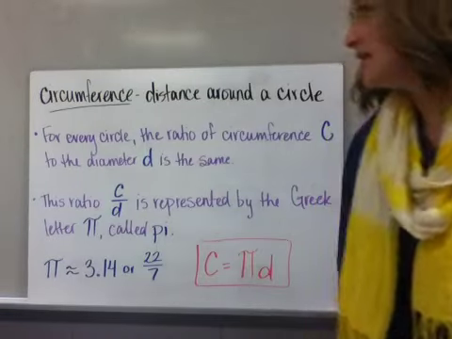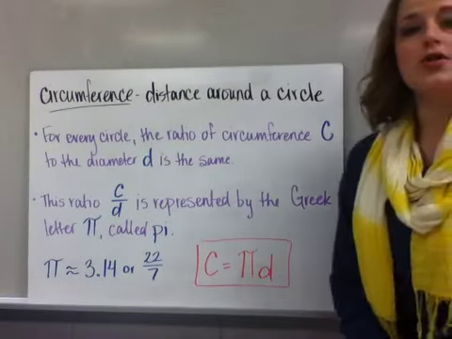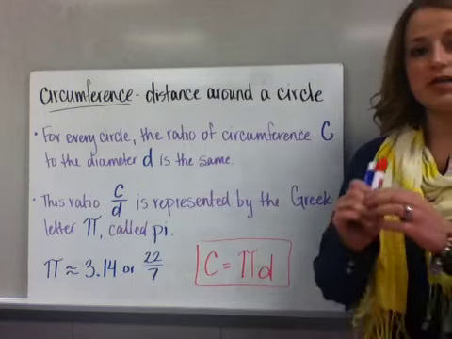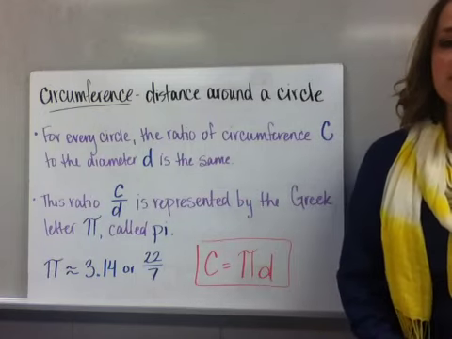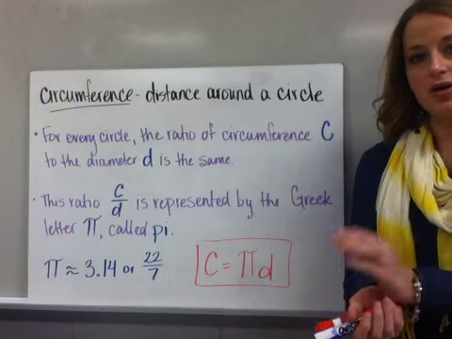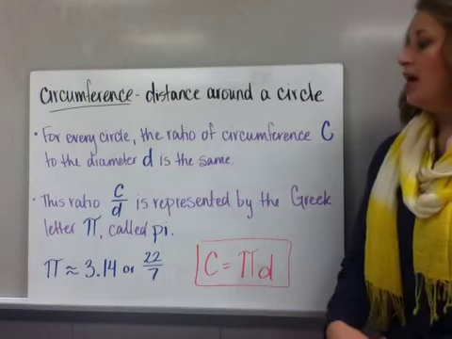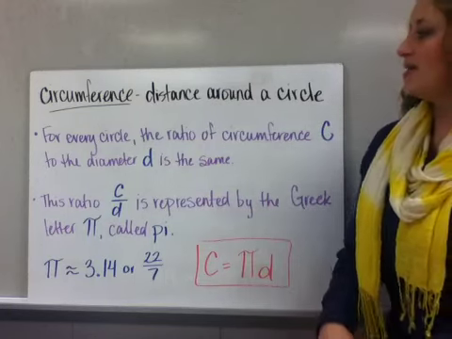Circumference is the distance around a circle. We have to treat circles differently because if you were to use a ruler to measure a circle, that ruler doesn't bend around the circle. So here are some things that have been discovered about circles.